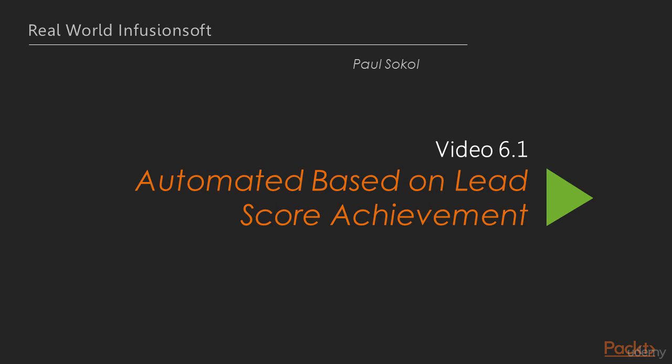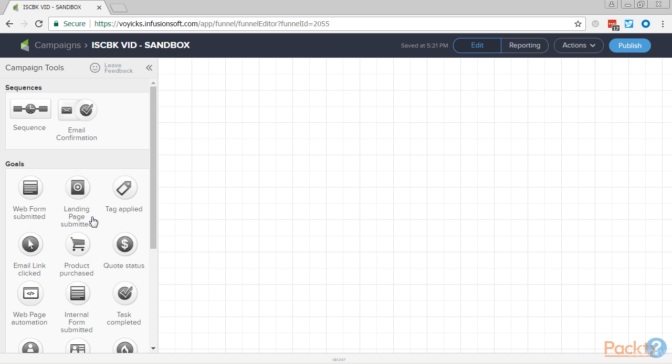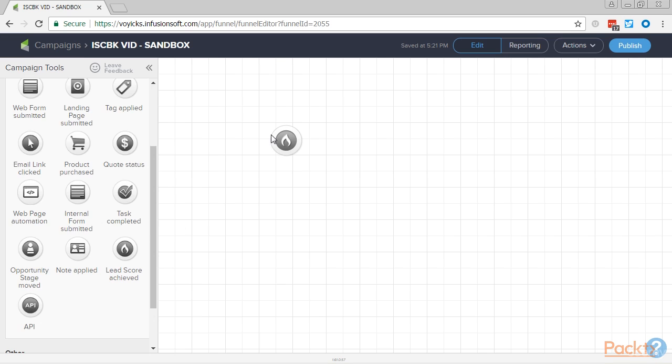In this video, we're going to look at automating based on lead score achievement. Because once you have lead scoring set up, we can also automate based on a contact achieving a certain lead score. So it's all based on context. So in this video, for this example, we're going to send the opportunity owner, in this case a sales rep, an email notification when one of their leads achieves the highest lead score possible, which is 5 flames. We're going to look at adding a new lead score goal, configuring the automation, and then writing a notification email. So inside our campaign here, we're going to start with a lead score achieved goal.